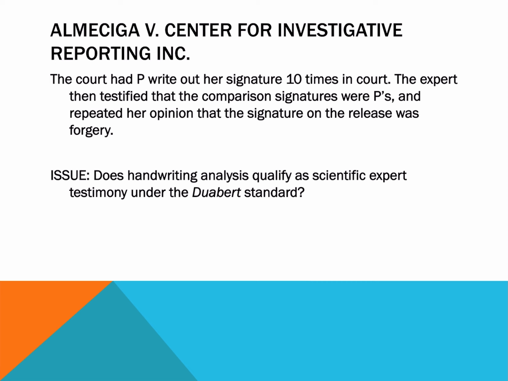So during trial, the court had the plaintiff write out her signature 10 times in court. The expert then testified that the comparison signatures were the plaintiff's, and she repeated her opinion that the signature on the release was forgery. At issue was, does handwriting analysis qualify as scientific expert testimony under the Daubert standard? The court analyzed the Daubert factors and held that ultimately handwriting analysis was not subject to adequate testing or peer review, that the error rates were too high, and that the field lacked controls and standards. The court held that this expert's testimony should not be admissible at trial.